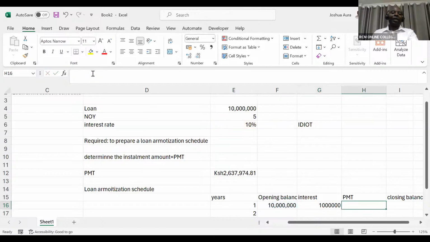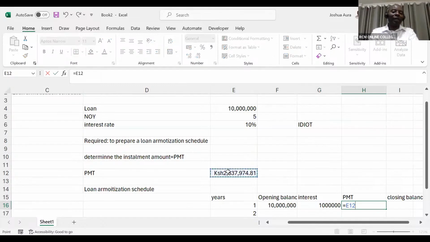So the tab there, I'm going to this PMT. So PMT is the payment. Fortunately, I have it. I'll simply pull it from here. As I pull it, it's not lost on me. I know that this particular installment will remain the same throughout. So I'll need to come and block it.